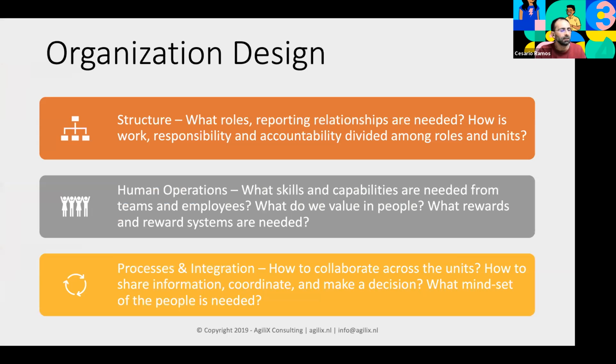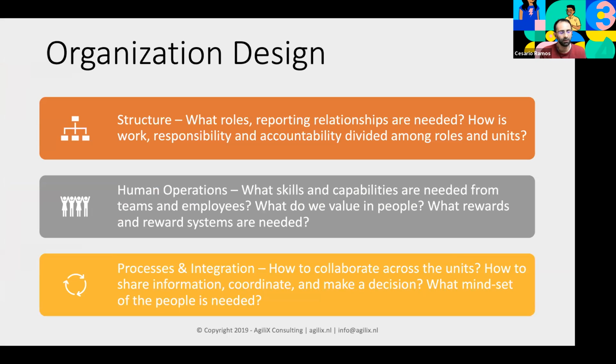And it basically boils down to three main areas, which is, so how do we structure ourselves? So how do we assign responsibilities? How do we distribute accountability? How do we do all these kinds of things?